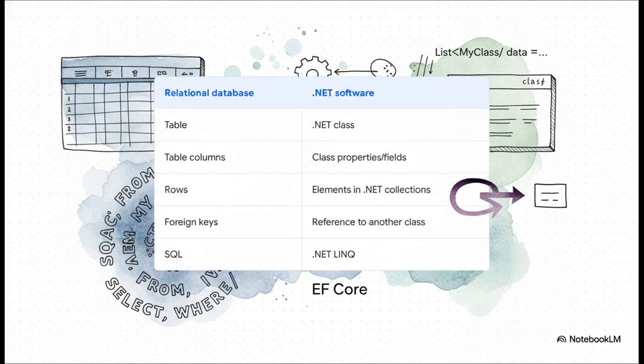And this is where the magic of EF Core really comes in. It elegantly maps the concepts from the database world directly to your software world. A database table, that just becomes a C# class. The columns in that table, they become properties on your class. Even the whole SQL language used to query the database gets mapped to something developers already know called LINQ. It just bridges that gap seamlessly.